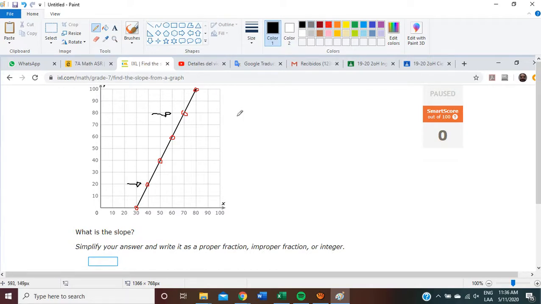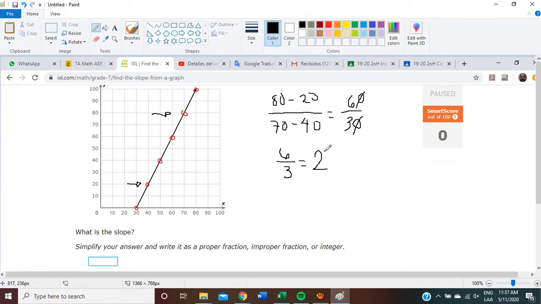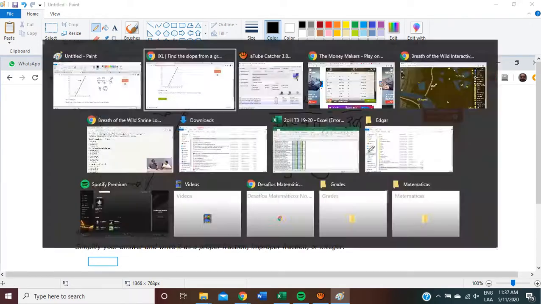Okay, so remember we are going to use the y-axis first. So the y-axis, it hits the number 80 minus 20 divided by, now the x-axis, 70 minus 40 equals 80 minus 20, 60, 70 minus 40, 30. So we can eliminate both zeros and it's 6/3, which is actually 2. All right, so this is our final answer. All right, so let's check.